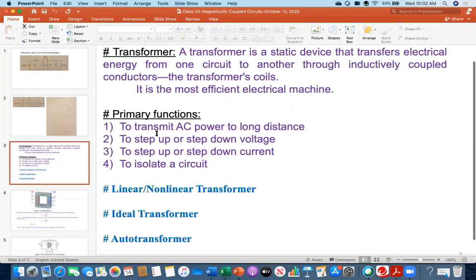Everybody come back to this first point. What is the function of a transformer? To transmit AC power over a long distance. What does that mean? For example, you have a power plant and you have your home. The distance between your home and that power plant could be several hundred miles, for example 500 miles, even 1,000 miles. What is your voltage at home, phase to neutral?